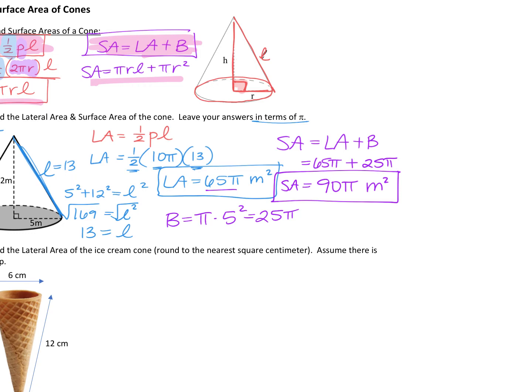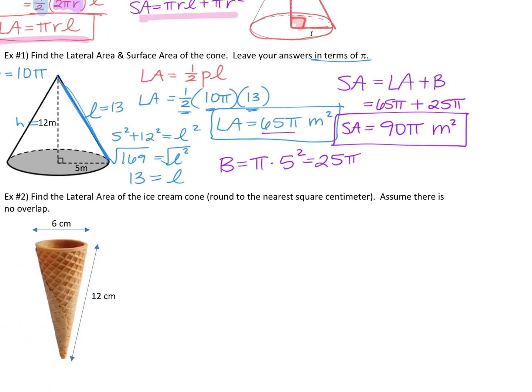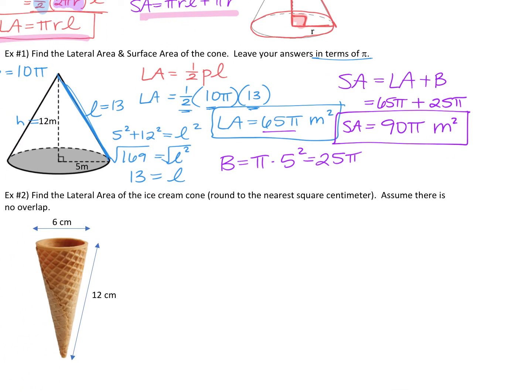How'd you get this 25? Pi r squared. The area of the circle, right? Capital B is always area of the base, and your base is a circle. So pi r squared would be 25 pi. And you had pi because it was the circle. Yep, always pi with circles.